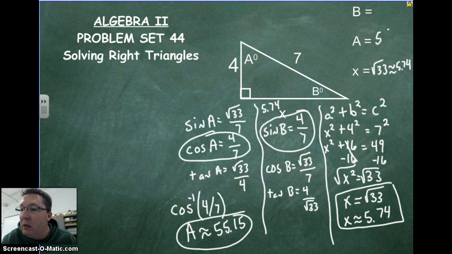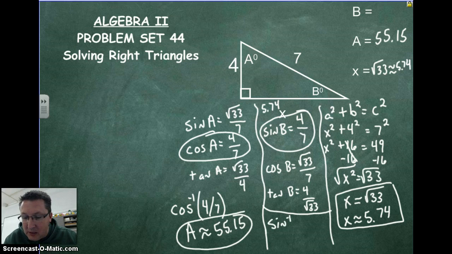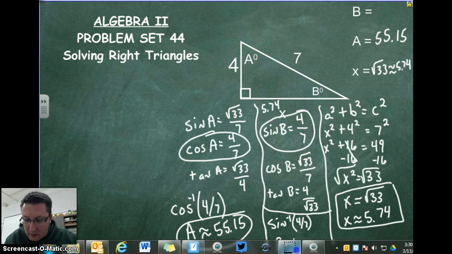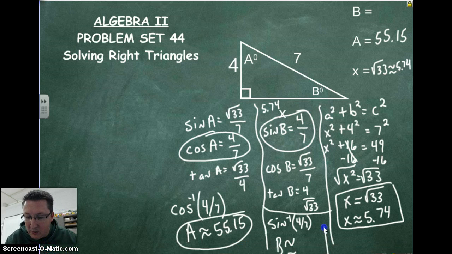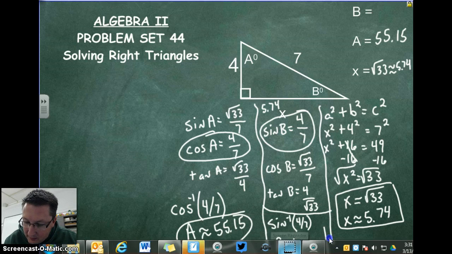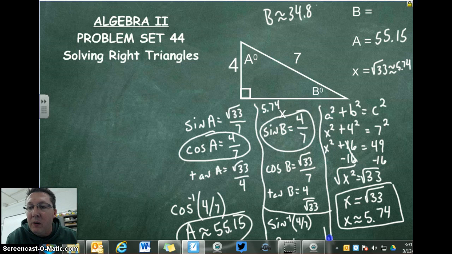Okay, so 55.15 is approximately A. All right, when we do the same thing for B, this time I want the inverse sine. So I hit second sine, gives me inverse sine, and again, it puts the open parentheses on your calculator. You type 4 divided by 7, and it gives you angle B is approximately, sorry about that. Let me try it up here. B is approximately 34.85.